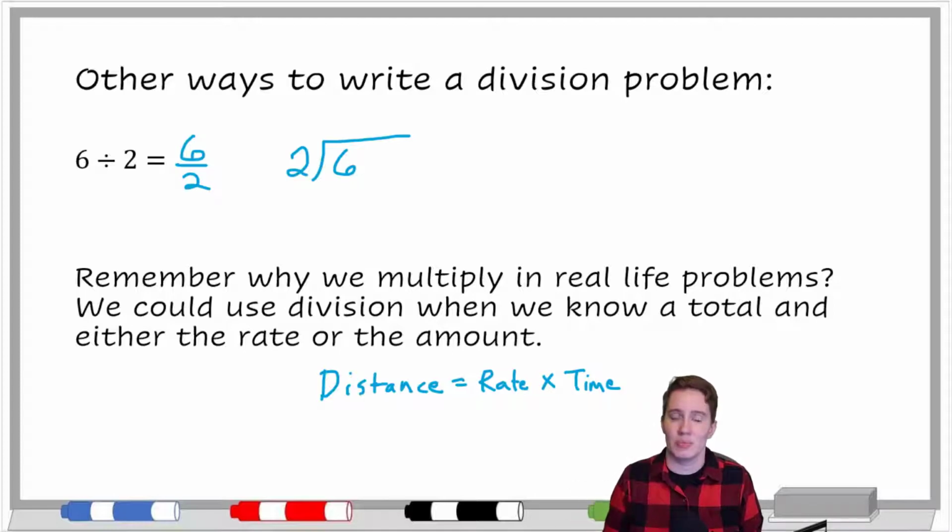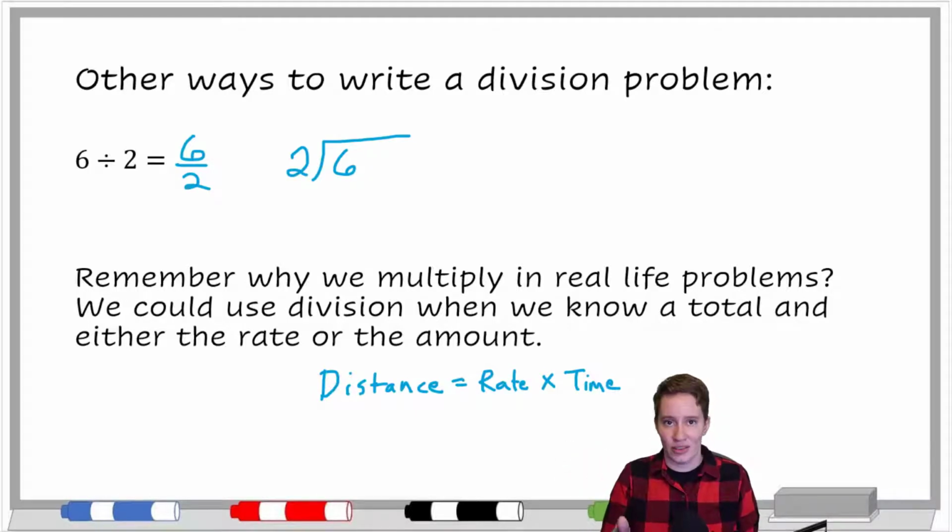Okay, so the idea would be that we would multiply in this situation if we knew the rate and the time. So if you know your speed and you know how long you're going to travel, if you multiply those together, it tells you how far you've gone. 60 miles per hour for 2 hours, you should have traveled 120 miles.